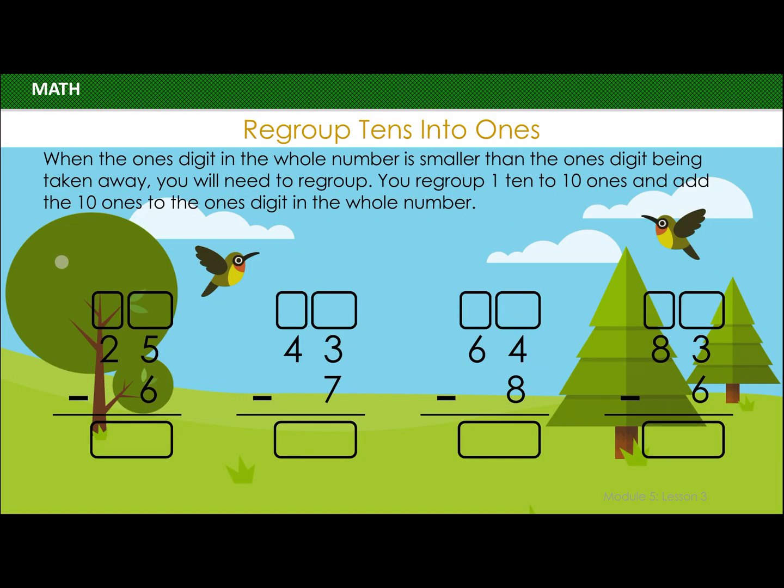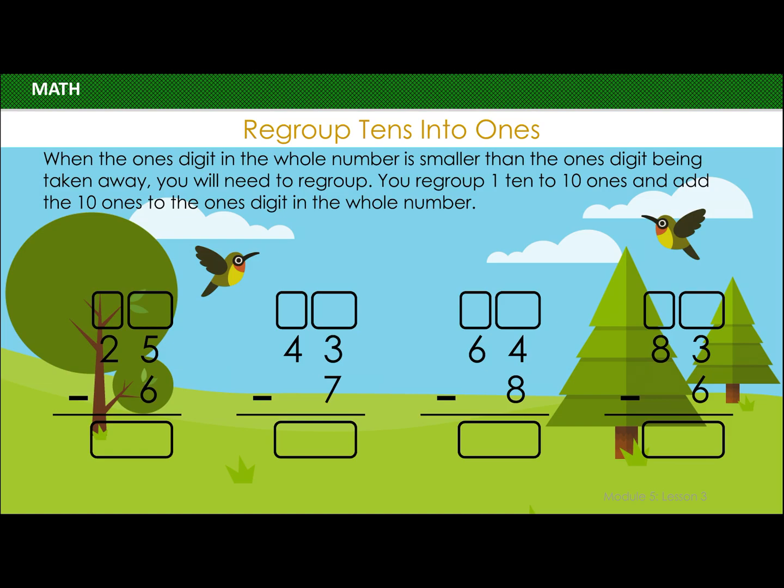So let's get started. Today we are going to be practicing some more regrouping tens into ones when we are subtracting. So when the ones digit in the whole number is smaller than the ones digit being taken away, we have to regroup that. We can regroup one of those tens to 10 ones and add the 10 ones to the ones digit in the whole number.